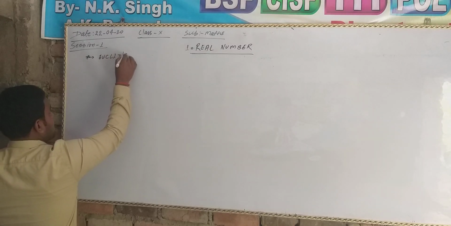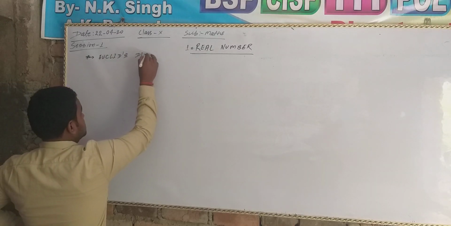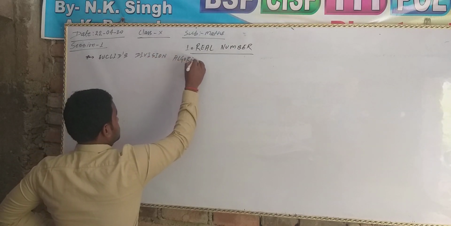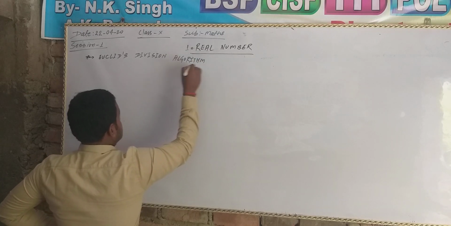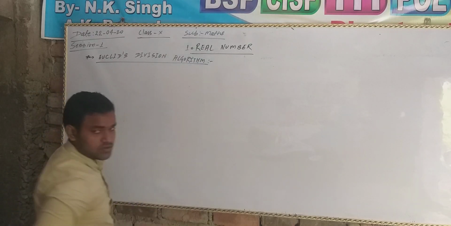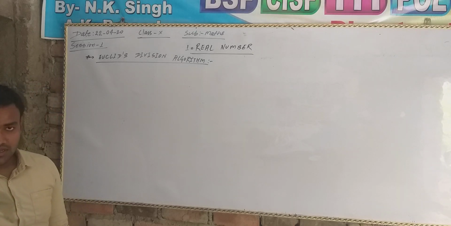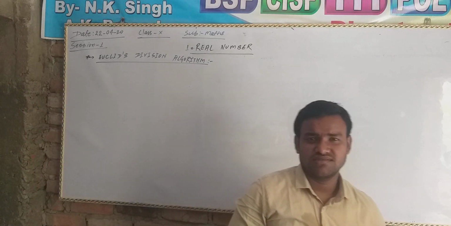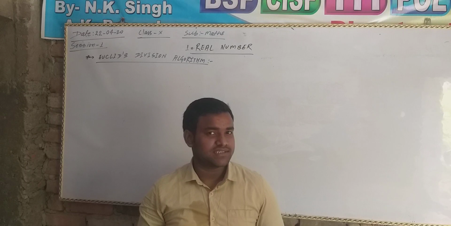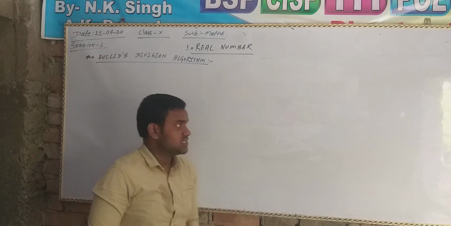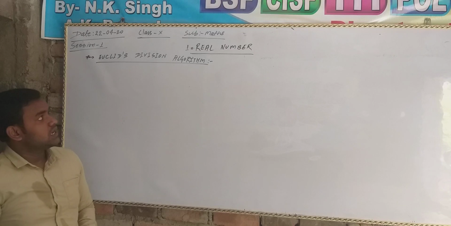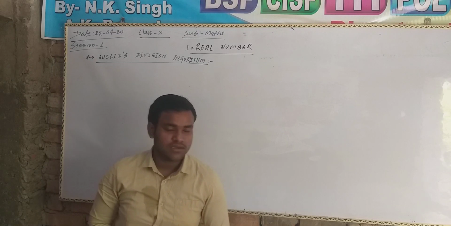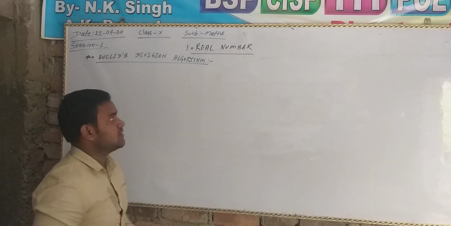Euclid's division algorithm. Okay. Euclid division algorithm is only the process. Okay. Algorithm meaning process, or lemma meaning formula. Just like Euclid division algorithm, it is the process to find HCF of two integers a and b by using Euclid division lemma.